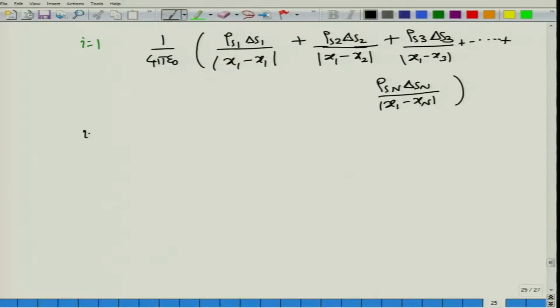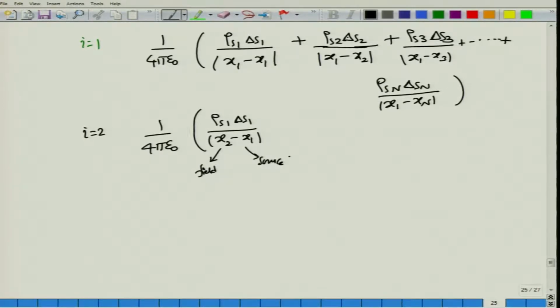Okay, for i equal to 2, it would essentially be the same constant 1 by 4 pi epsilon naught. Then you have rho s1 delta s1, which is the charge on the first section, divided by |x2 − x1|. Why? Because x2 is the field point at which I am actually evaluating the potential, and x1 is where the charge or the source is located. So if I carry out for the last section, I get rho sn delta sn, which is the charge on the last or the nth section, divided by |x2 − xn|, and so on.